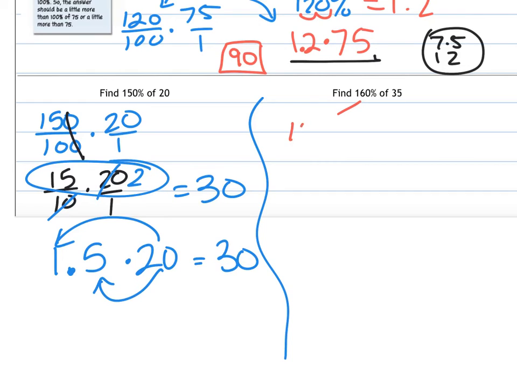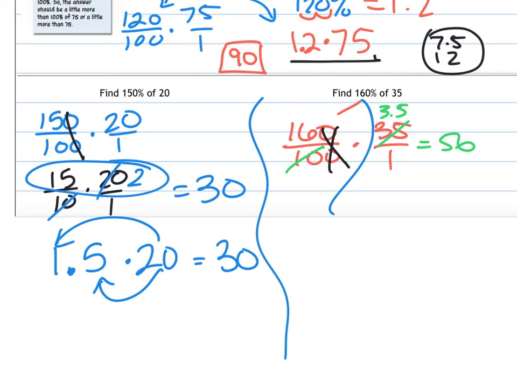160%, 160 over 100 of 35. And again, we know those are just multiplying by 10, so I can cancel those. And then I can look for, well, 1/10. And I could divide 1/10, then this would be 3.5. And I'm going to end up multiplying 16 times 3.5. So I get 56.